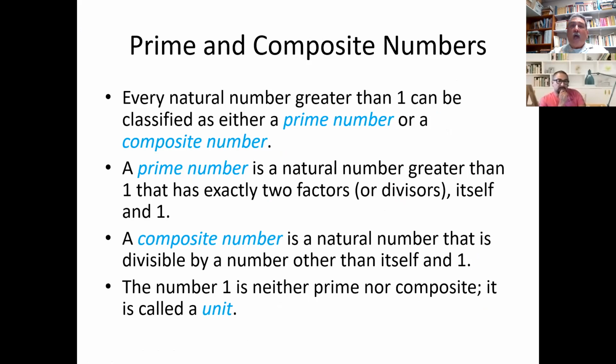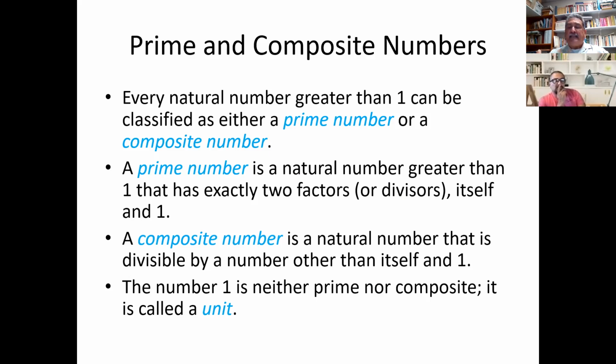Now, we come to primes and composite numbers. Every natural number greater than 1 can be classified as either a prime number or a composite number. A prime number is a natural number greater than 1 that has exactly 2 factors or 2 divisors, itself and 1. For example, 7 has only 2 factors or 2 divisors, itself and the number 1. 7 divided by 7 is 1, 7 divided by 1 is 7, and the remainder is 0.